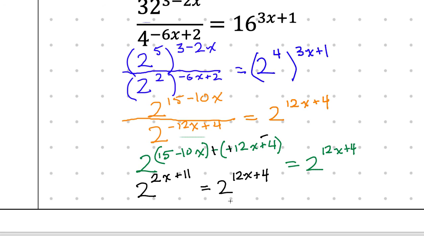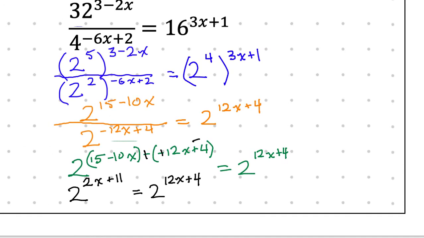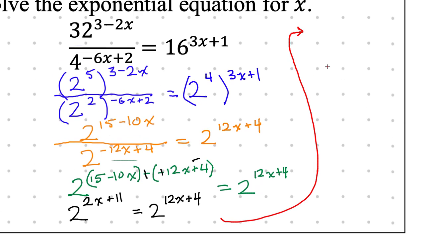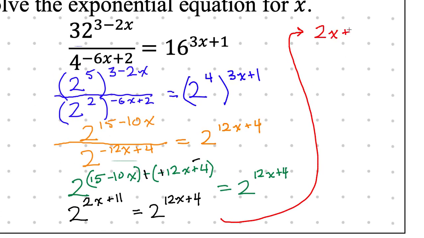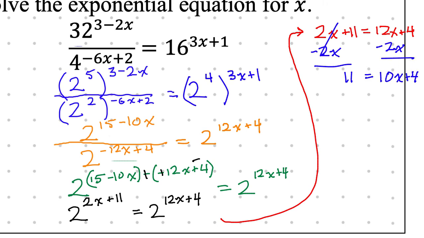And we're really, really close to finishing. We can come up here to the top right. What is my next step? Anyone? Anna? Set the two exponents equal to each other. Perfect. Next, quiet raised hand. What do I do? Beverly. You're going to subtract 2x on both sides. Minus 2x on both sides. And our new equation is? 11 equals 10x plus 4.